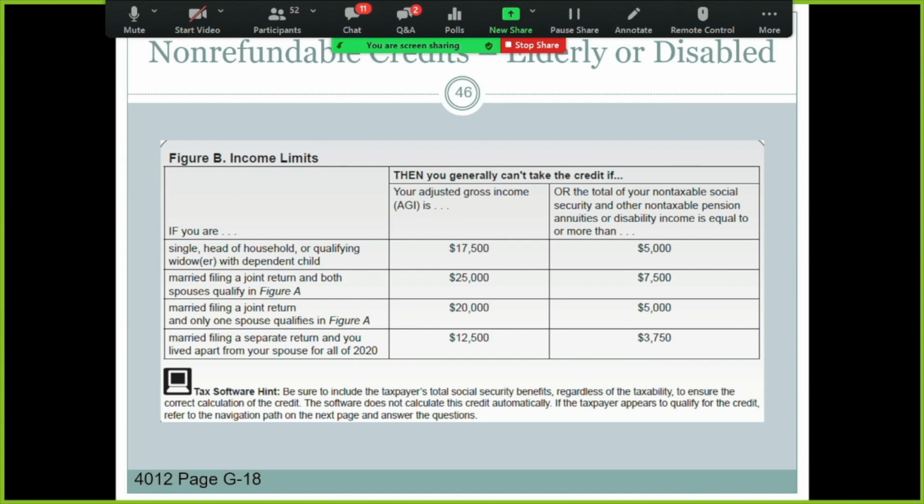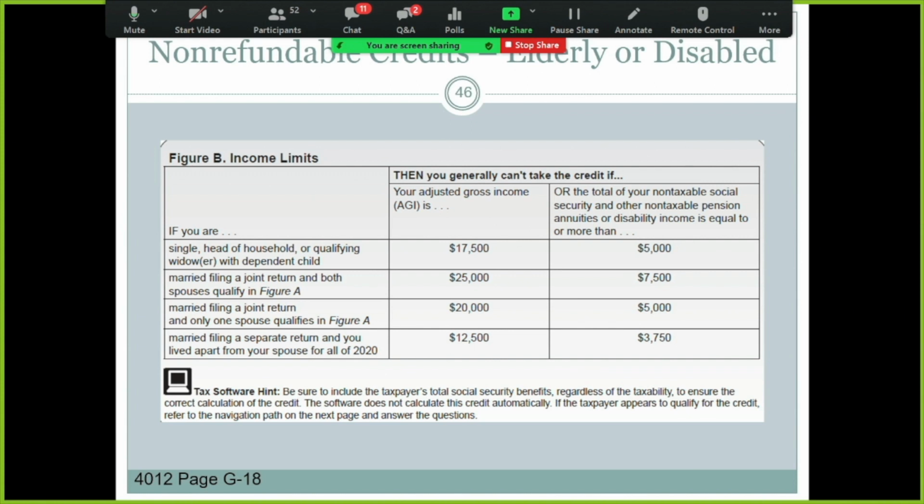And this chart breaks down the income limits based on your filing status and your adjusted gross income, or the total of your non-taxable Social Security and any other non-taxable pension, annuities, or disability income is equal to or more than those amounts listed.